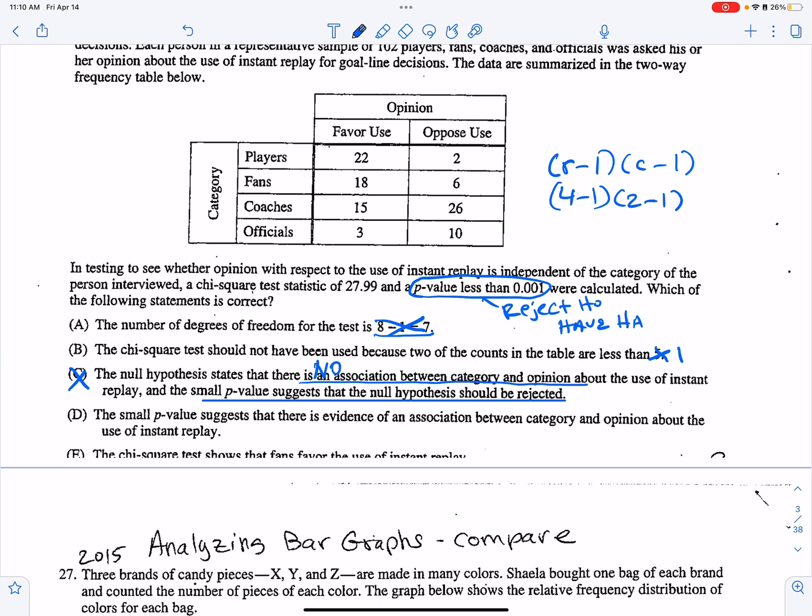The small p-value suggests that there is evidence. That's good. I like that. Of an association, yes, and this is correct. Because remember, that's my Ha. C was saying that this was my Ho, and it had it mixed up.